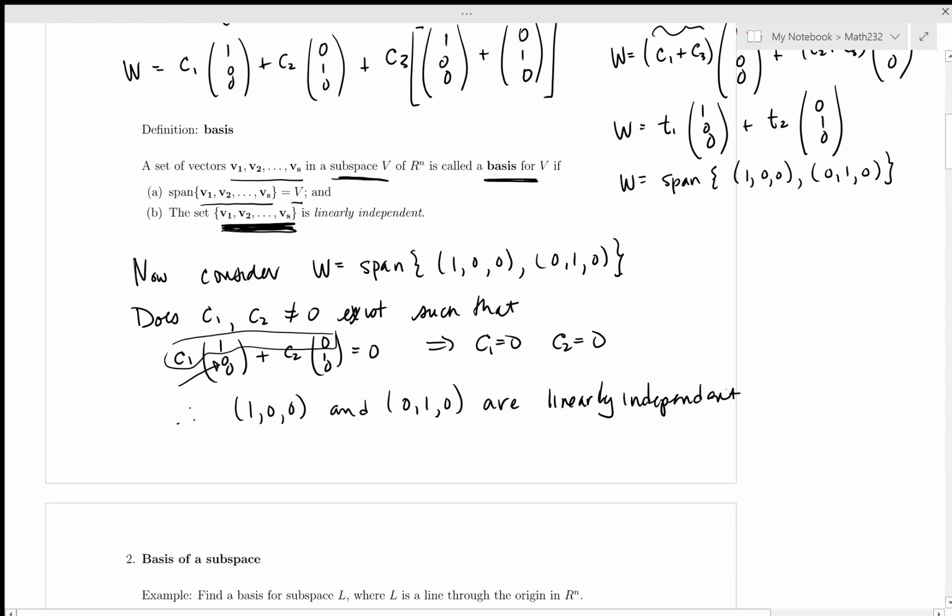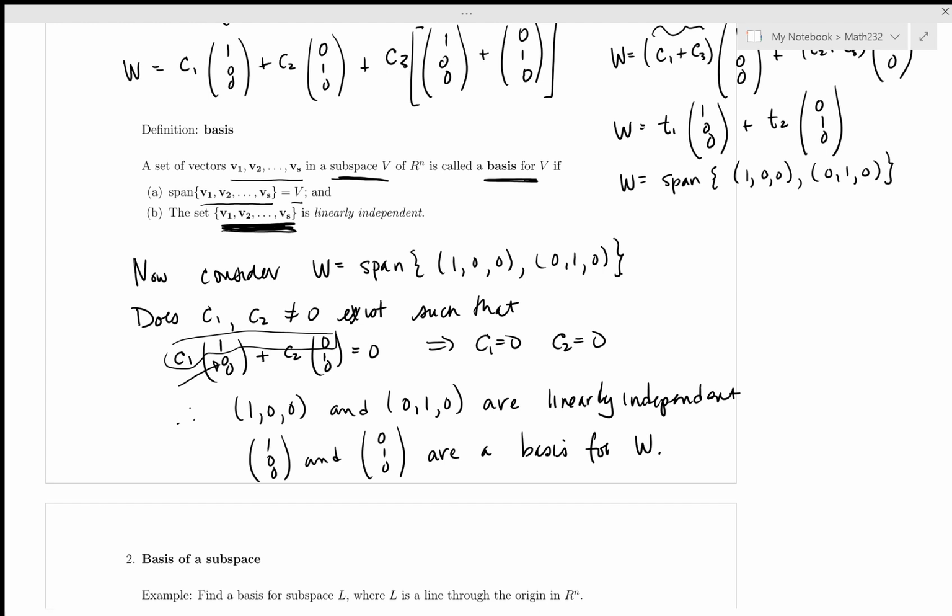Okay, and that means then that these two vectors, 1, 0, 0 and 0, 1, 0, are a basis for W. It's what you need to be able to form as linear combinations all of the vectors in W. It's what you need, and it isn't anything else. There's no additional superfluous stuff that you can get rid of.